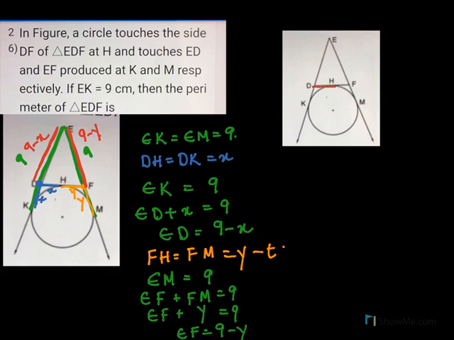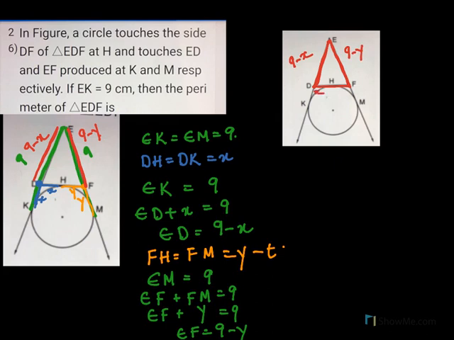So we are interested in the perimeter of this triangle. Now let's mark the parts of this perimeter. We saw that ED was 9 minus x. This EF we have taken as 9 minus y.